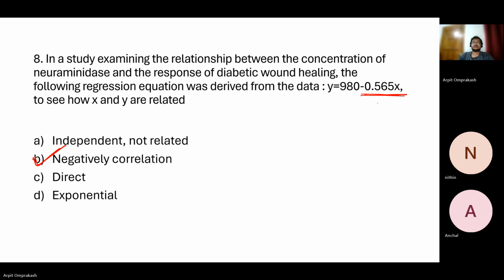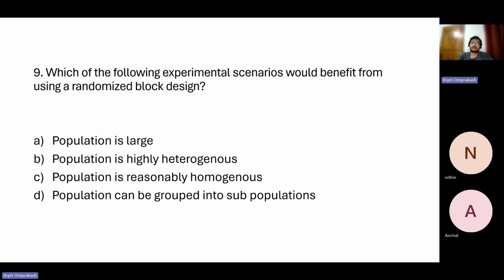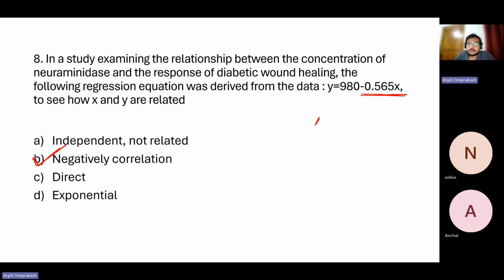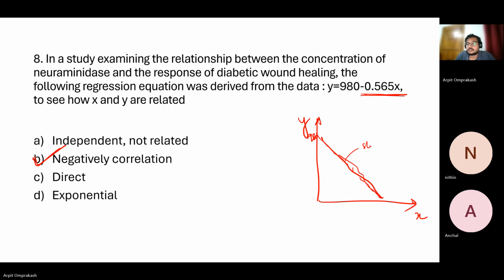Actually, as x increases, y will decrease. Yeah, because if we draw the line also, we'll get something like this. This is the relationship. This is 980, and the slope of this line is negative.